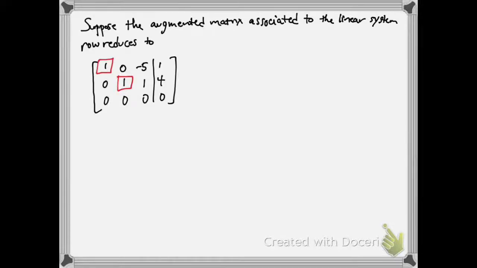Now I like to put squares around my pivots to make everything nice and clear. And remember, the vertical line reminds me that I have an equal sign there in the corresponding linear system. And so notice the rightmost column of the augmented matrix is not a pivot column, and so the existence and uniqueness theorem tells us the system is consistent.